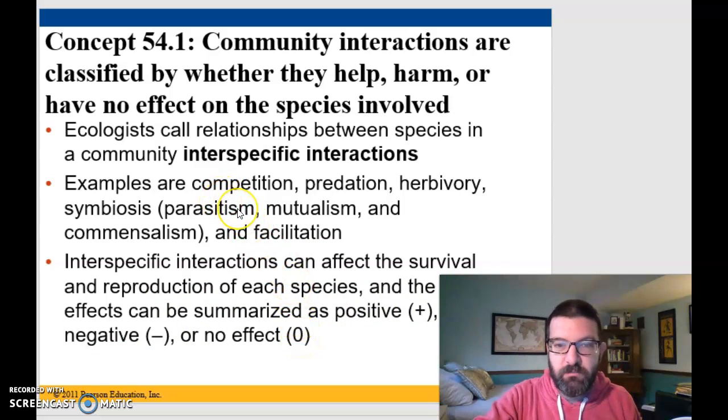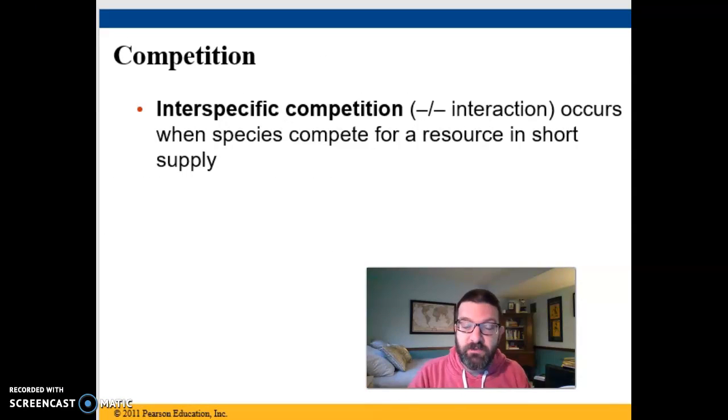So parasitism, for instance, positively impacts the parasite, right? It provides you with nutrients, but it negatively impacts the host. So that would be a plus-minus interaction. One of the most common kinds of interactions you see between species is competition. If you're competing for any of the same resources, that could be food or habitat or whatever it may be, water, minerals, sunlight, that negatively impacts both of you, right?